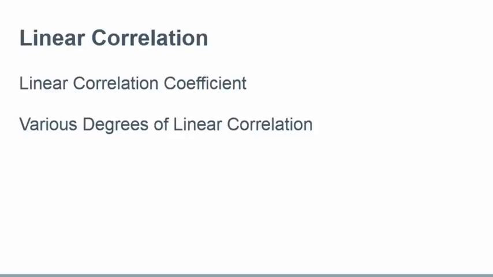Recapping, linear correlation. Linear correlation coefficient is R. Various degrees of linear correlation. R can tell us how strong or weak the correlation is, depending on if it's close to -1, 0, or +1. The closer it is to -1, the stronger our negative linear correlation will be. The closer it is to +1, the stronger our positive linear correlation will be. The closer it is to 0, the less of a correlation we have, whether it's positive or negative.